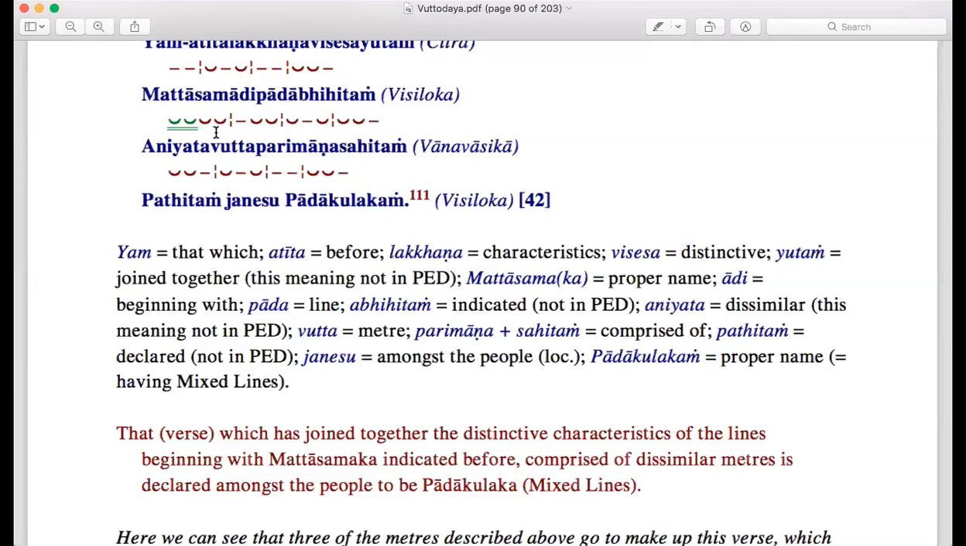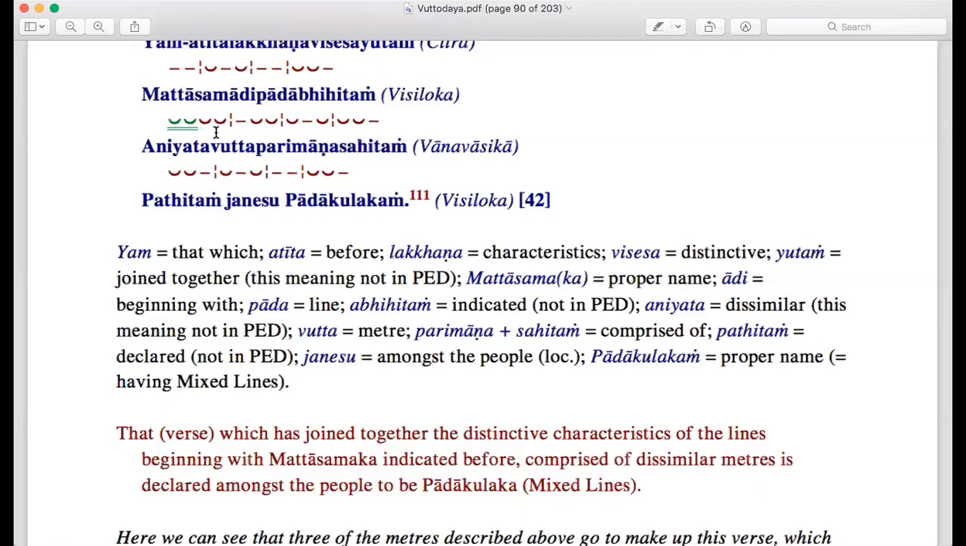So aniyata vutta parimana: vutta means meter, parimana means amount or quantity. So vutta parimana, the quantity of the meter, dissimilar meters, comprised of dissimilar meters. Aniyata vutta parimana, dissimilar quantity of the meters. Sahitang, sahita means comprised of or with. So in this verse, each line is not similar.